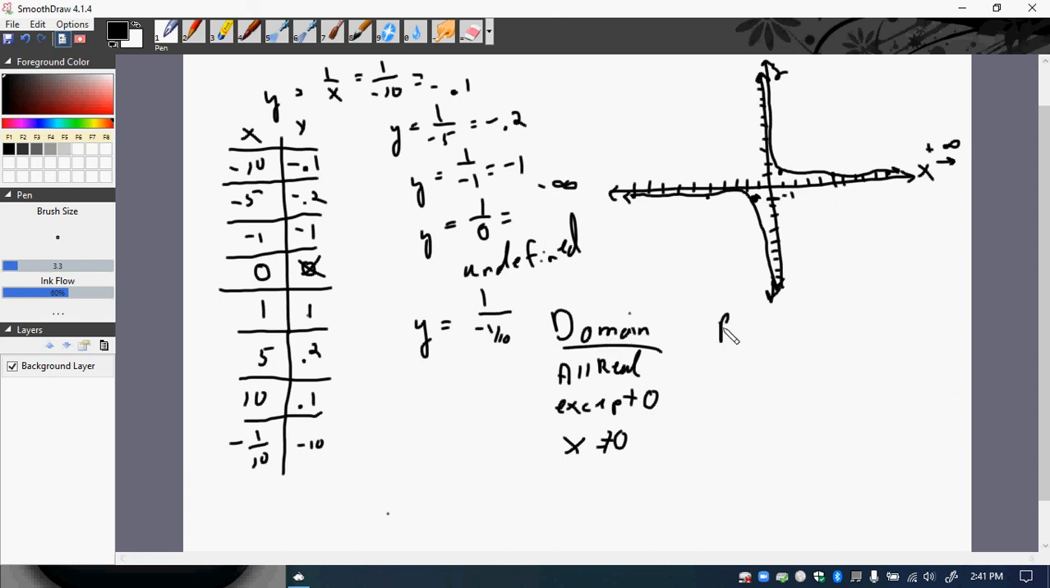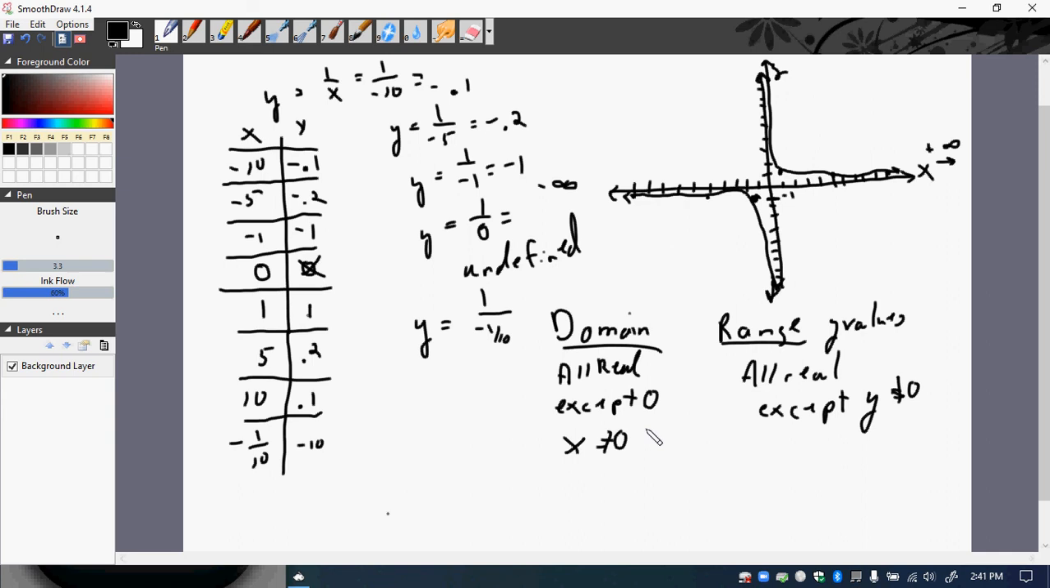So now we look at the range. Range is all of the y values, right? So as we look at that, we have the same situation. We have all the reals except y can't be 0. So that's the only thing we can't have. So the domain and range is pretty much standard like this.